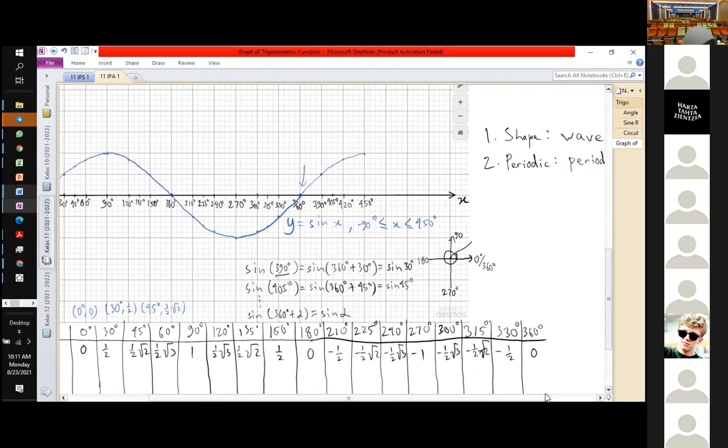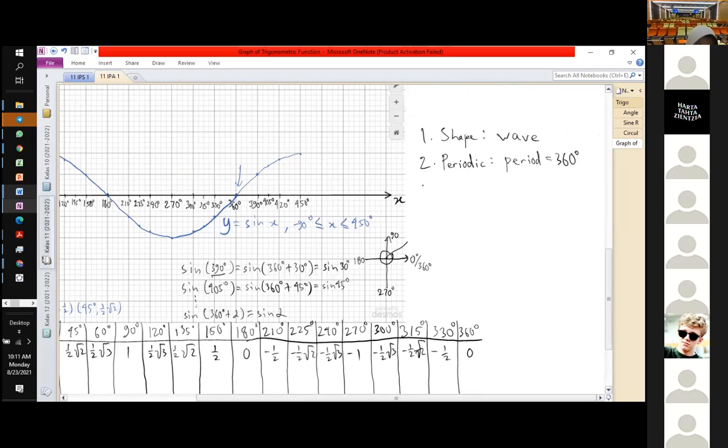So the range, if we don't restrict the domain, then the range will be between -1 and 1. So the smallest it can get is -1, and the highest or the greatest is 1, yeah.